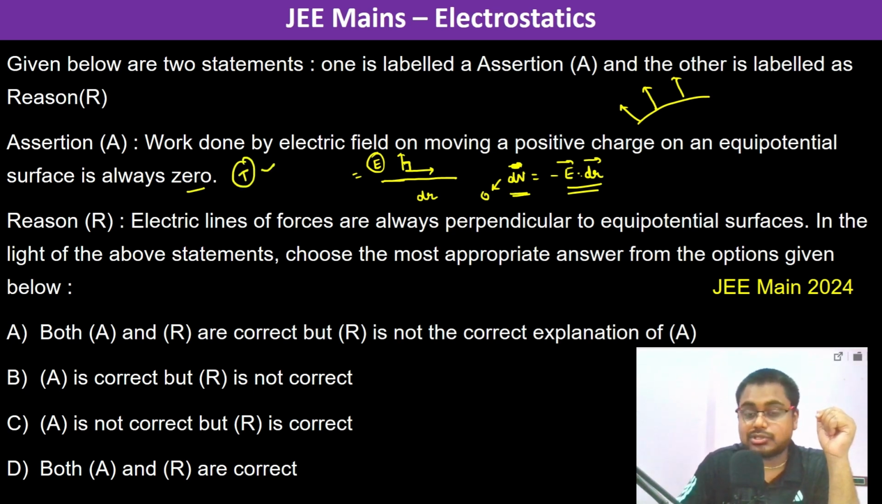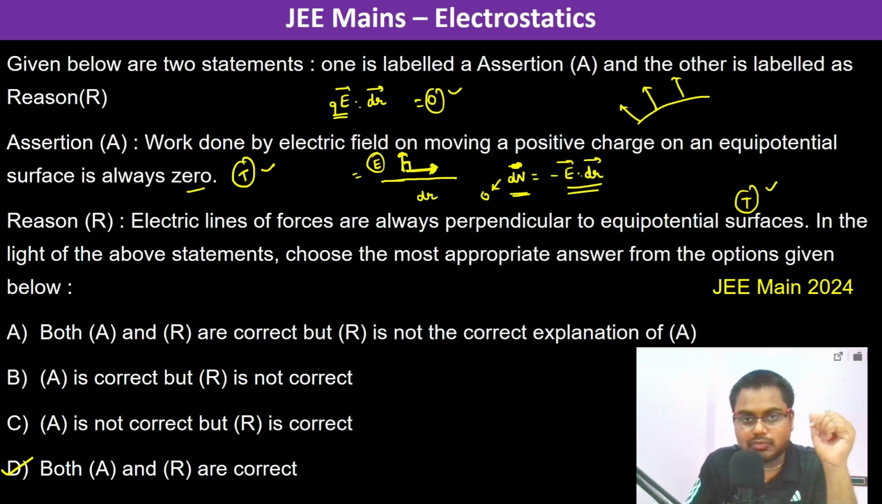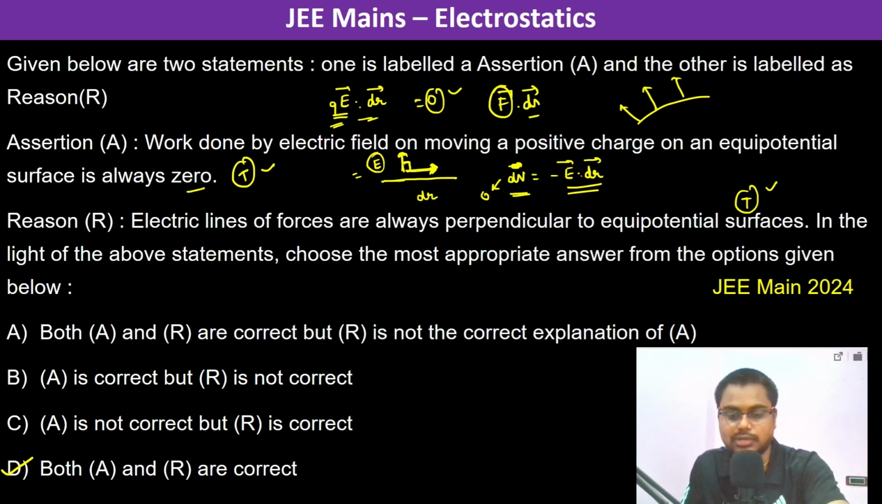Now, electric lines of force are always perpendicular to equipotential surfaces. Yes, that is also true. So both A and R are correct. Now, work done by the electric field is QE force into dr. Here again it's E dot dr, so it's again going to be 0. The force is in this direction and we are moving in this direction, so the net work done is F dot dr. F is this, dr is this, so the angle is 90 degrees. So both statements are going to be true.